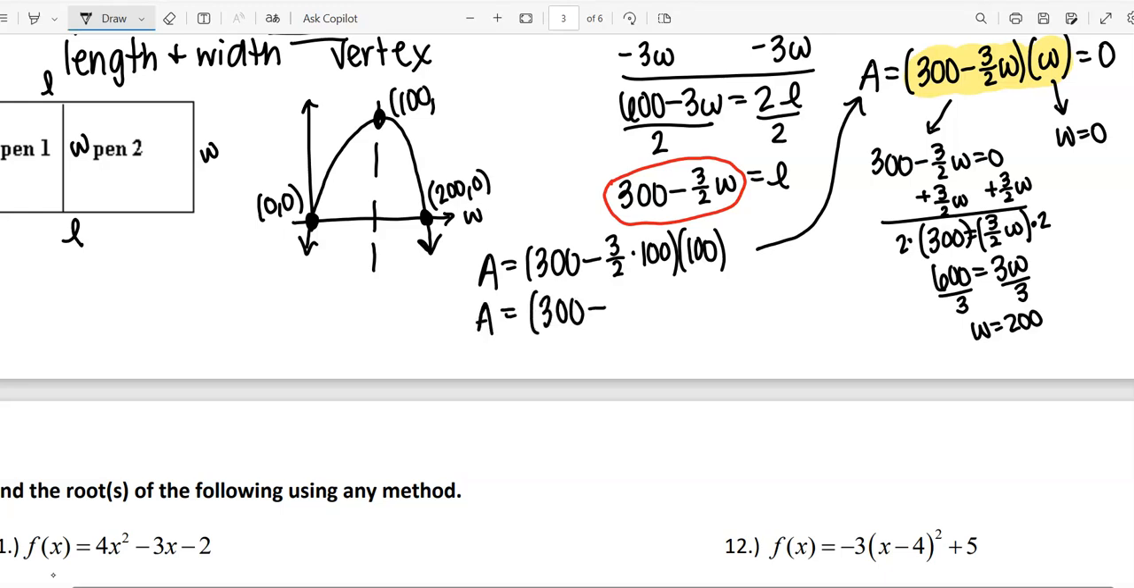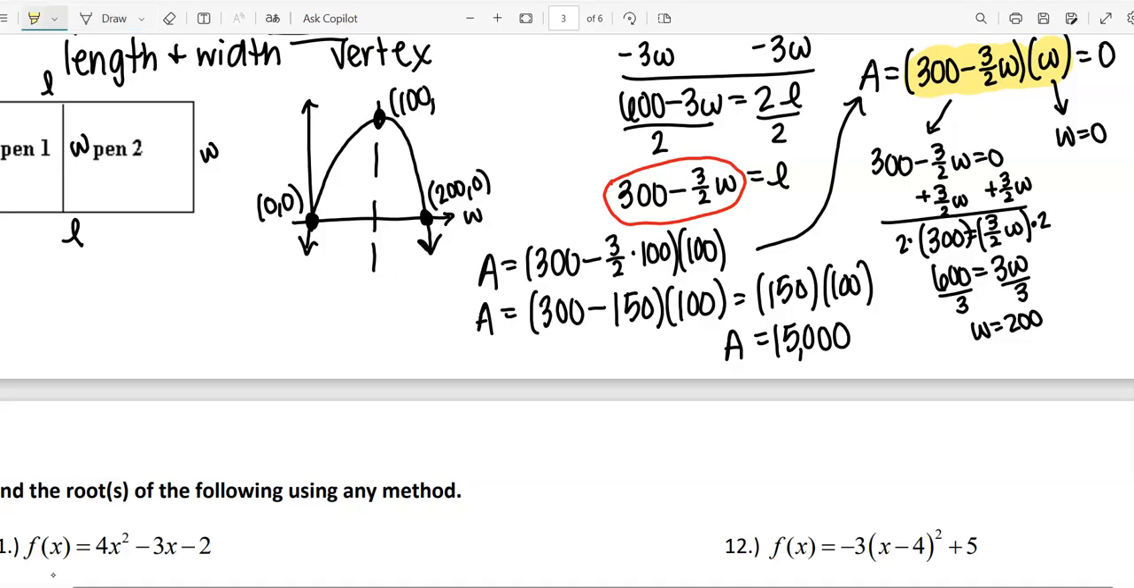So 300 minus, you did 3 times 100 divided by 2, which is what? 150. And that's times 100. So that turns into 150 times 100, because we multiplied 3 times 100, which is 300, and then divided it by 2, which is 150. So the fraction right here is multiplied by 100.